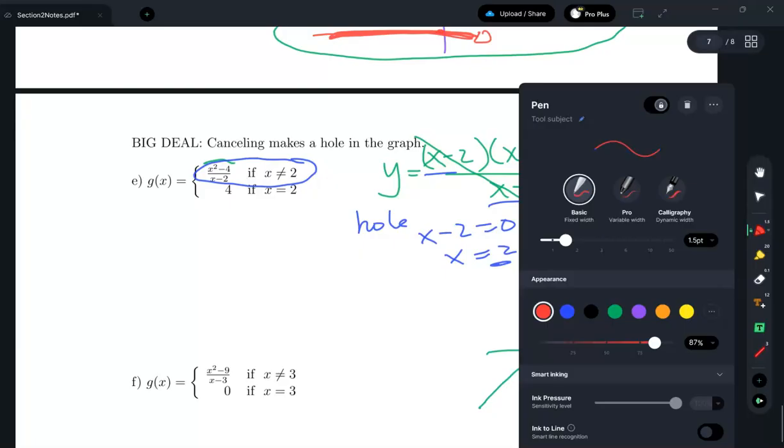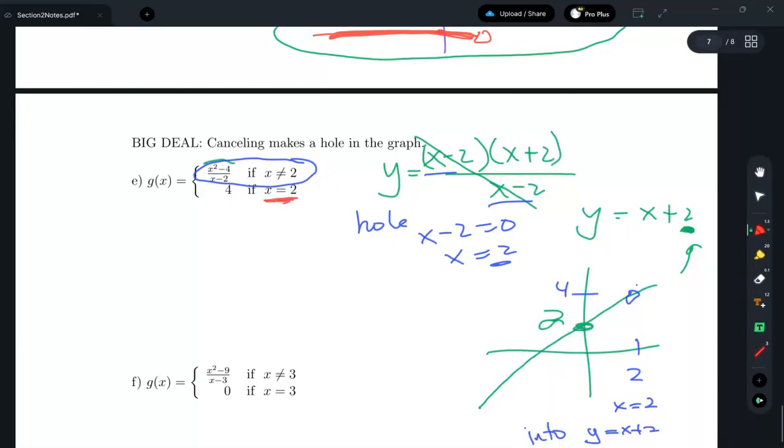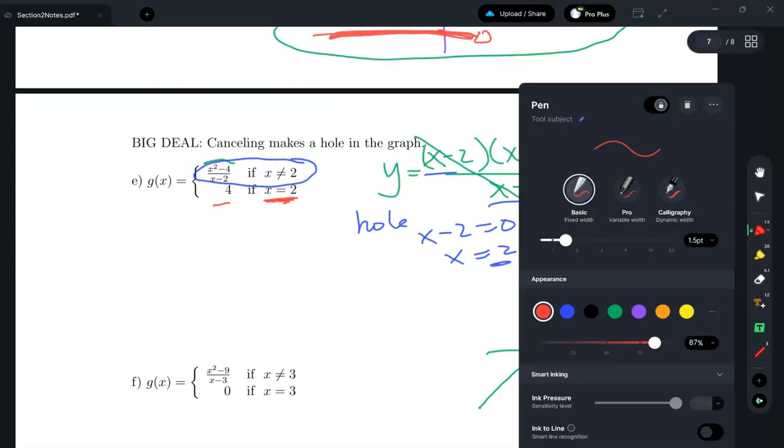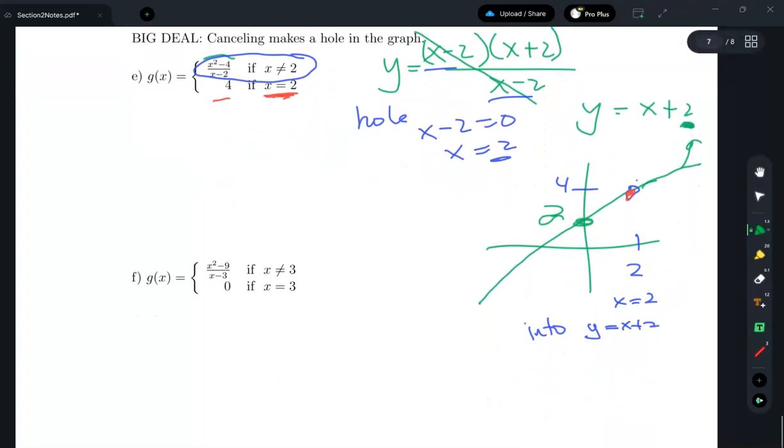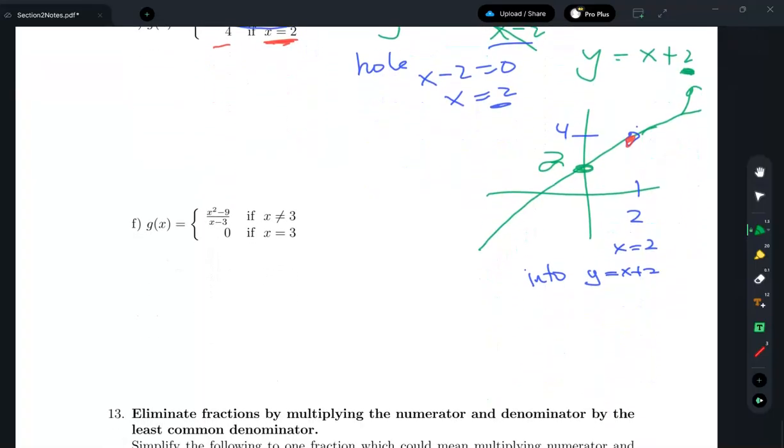So let's go back. And what this says is when x equals 2, we use the y value of 4. Oh my goodness, it's going to fill that whole thing in, isn't it? It is. So I get a filled in line. That's not usual. Lots of times we have flying dots like in this one.